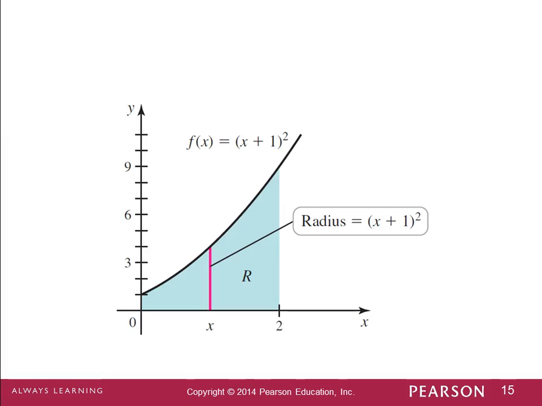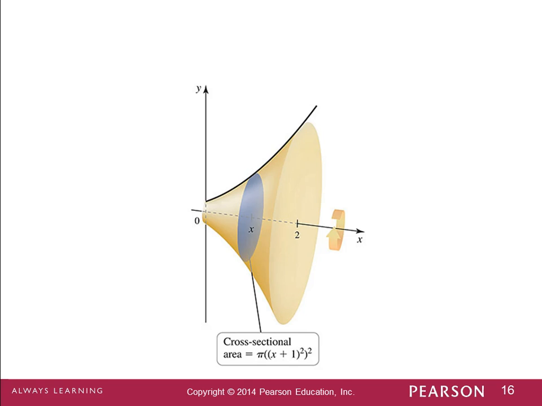So let's look at an example where we have the function (x plus 1) squared, and we want to take the solid from 0 to 2 and revolve it about the x-axis. The shape that we get from revolving it is a horn-type shape. It has a parabolic curve, so it's almost like a funnel. We want to know, what's the volume of that?